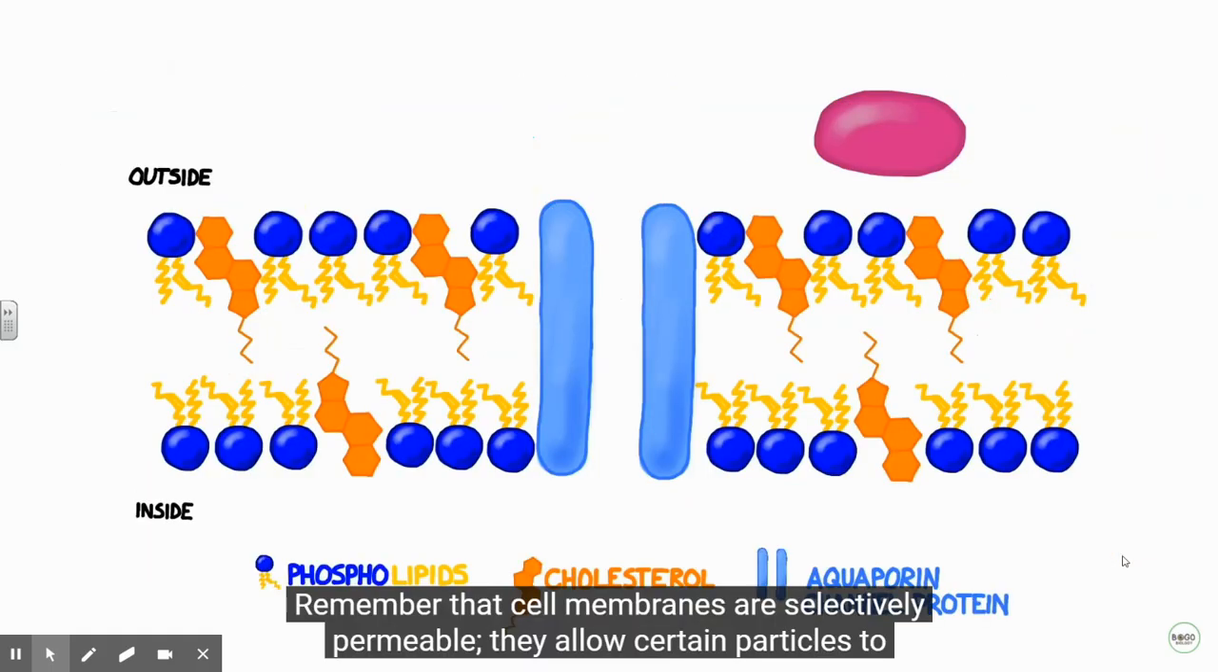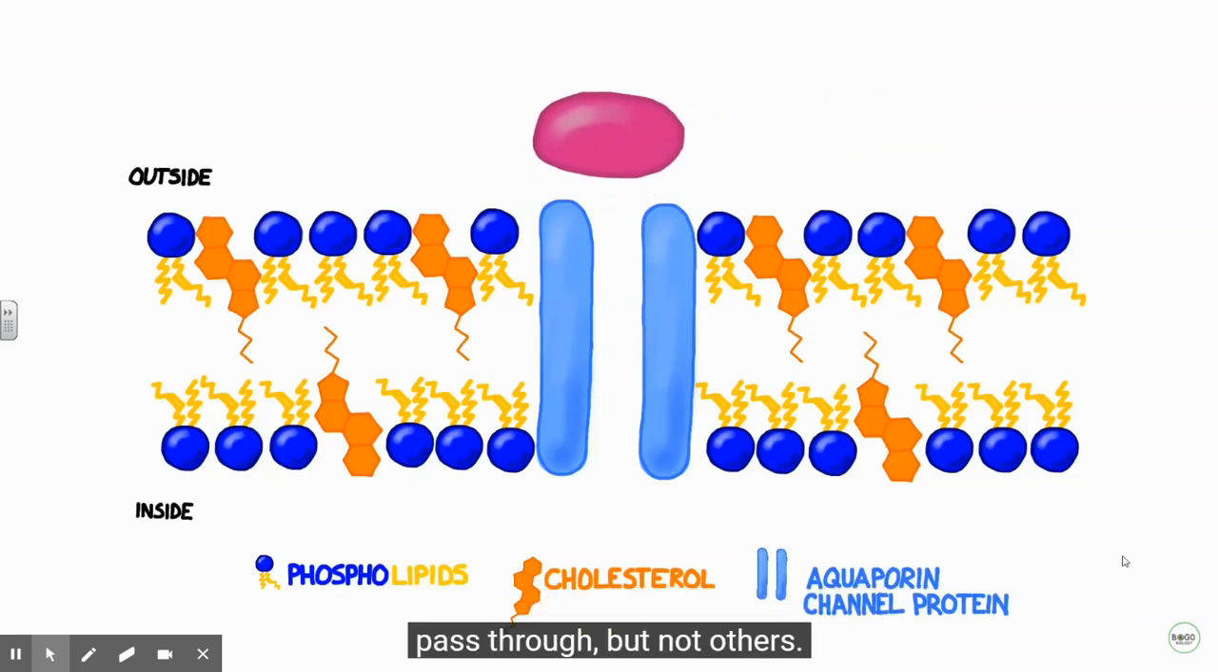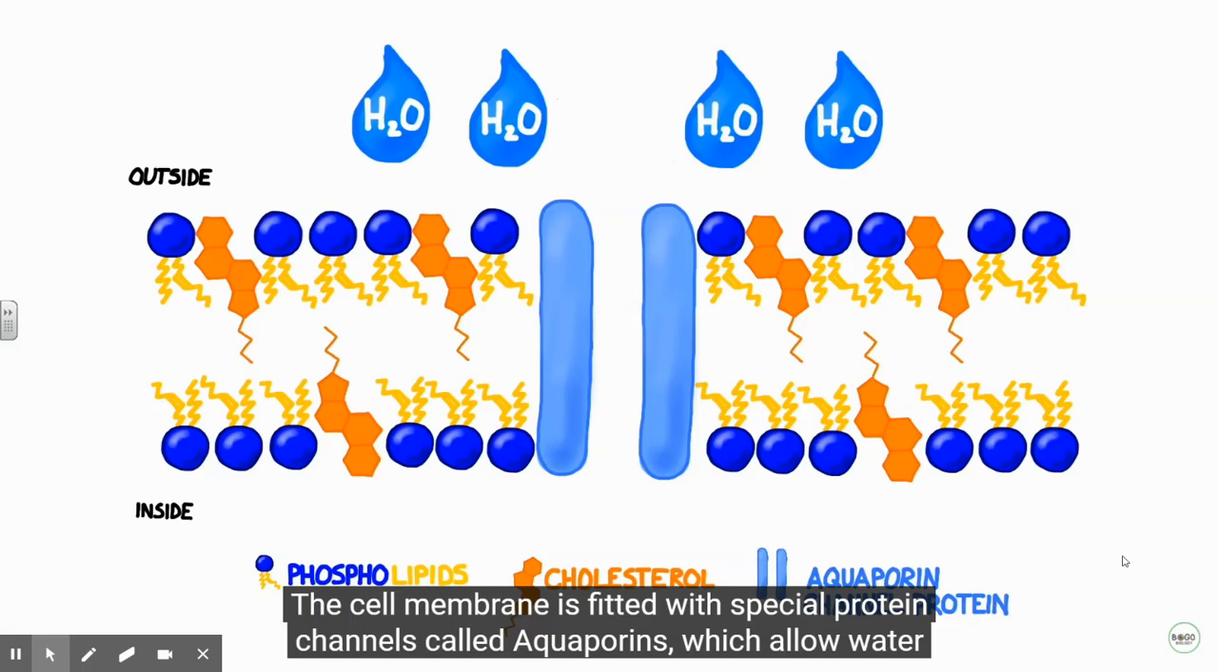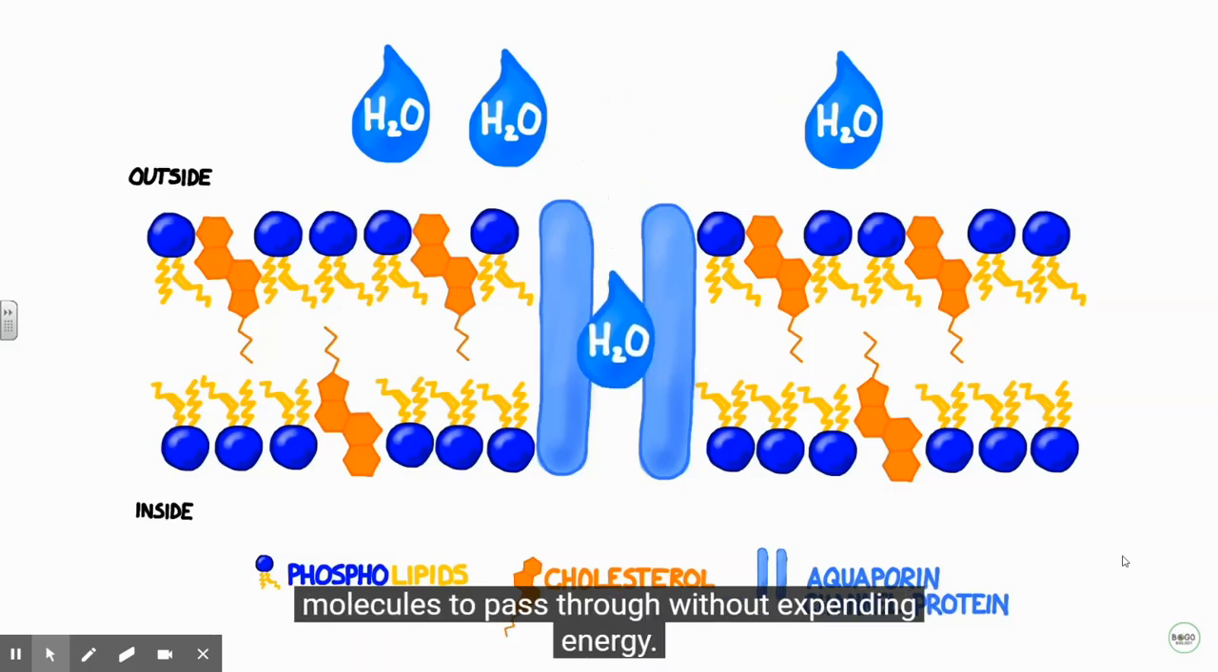Remember that cell membranes are selectively permeable. They allow certain particles to pass through, but not others. Usually, larger molecules can't fit through the membrane without special channels. The cell membrane is fitted with special protein channels called aquaporins, which allow water molecules to pass through without expending energy.